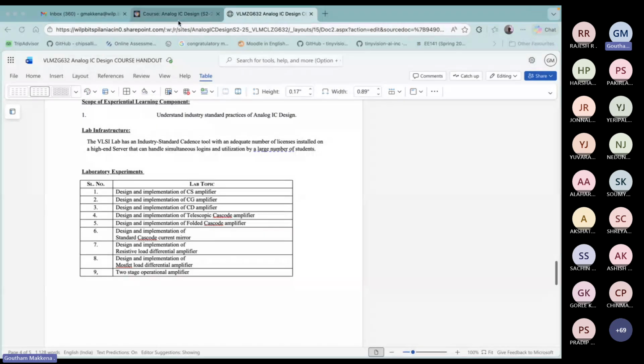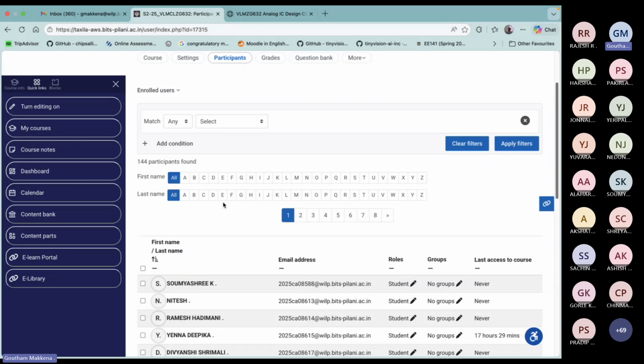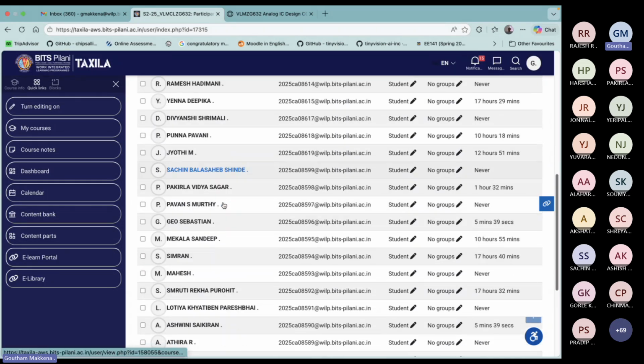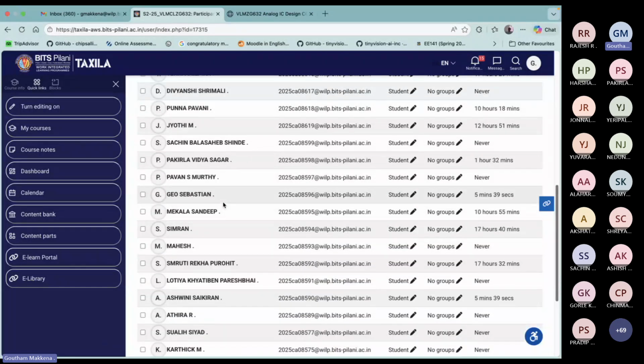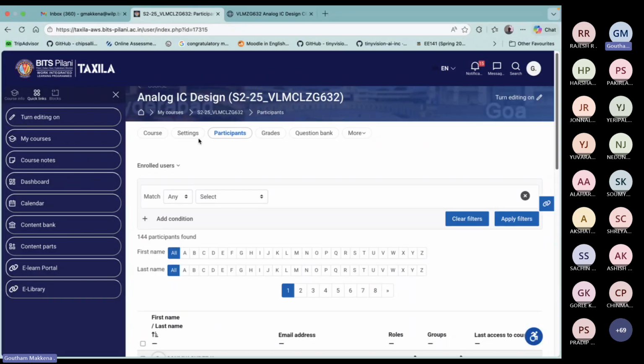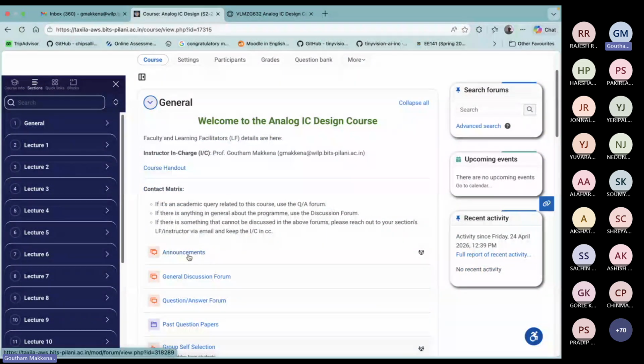The second way, of course, is our Takshila portal. This is our course shell. If you look at participants, this is a faculty login, so you might not have all these options, but I can already see some names that are matching. So this is our course. Any announcements will be made in the Takshila portal as well as in the Teams general tab. I'll be putting in the announcements there as well.